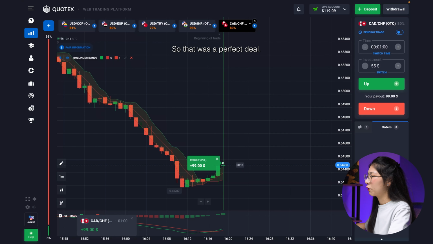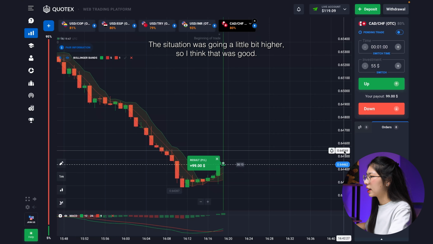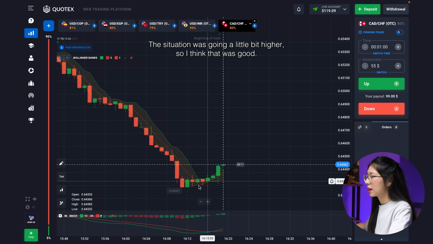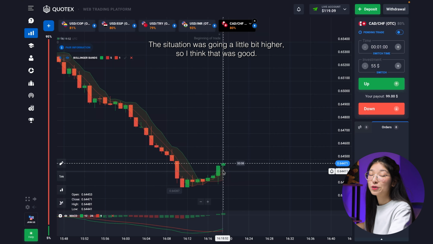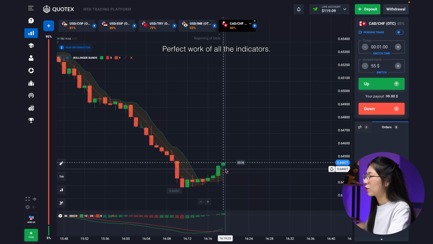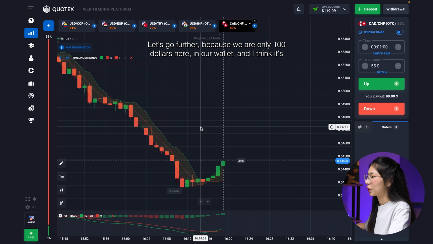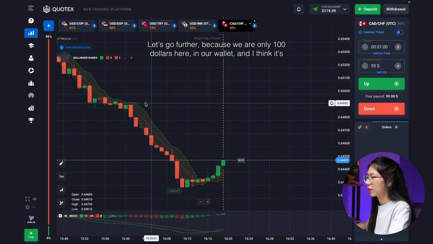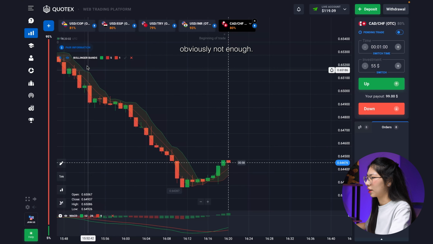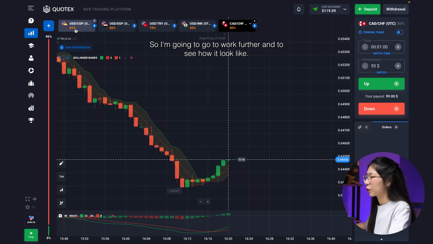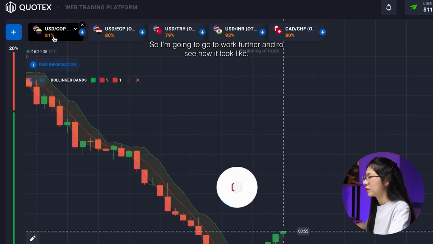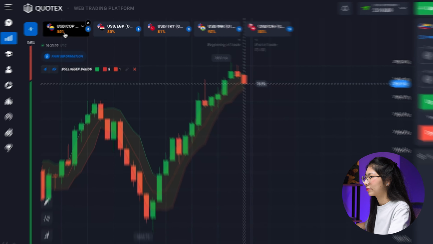So that was a perfect deal. You see we just entered the way and the situation was going a little bit higher. I think that was really good. Perfect work of all indicators. That's why let's go further, because we're only at $100 here in our wallet and I think it's obviously not enough. I'm going to work further and see how it looks.